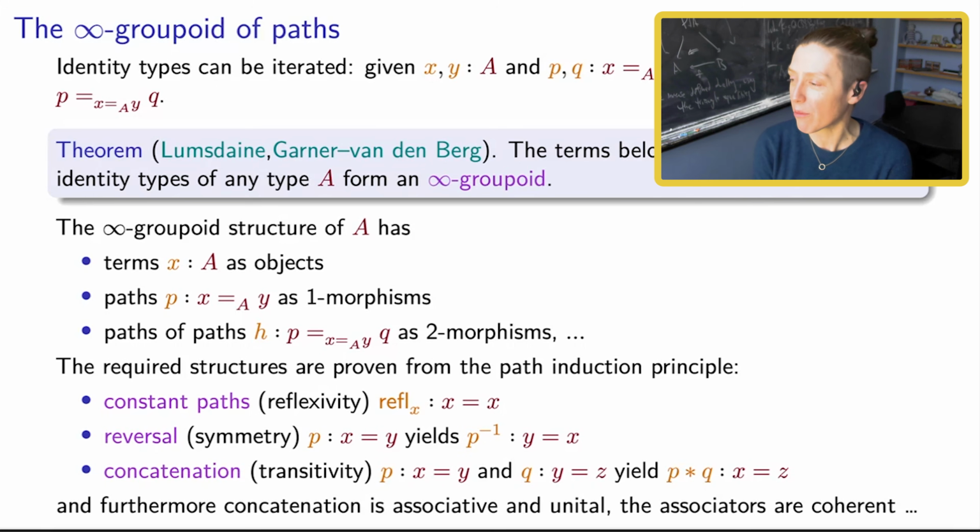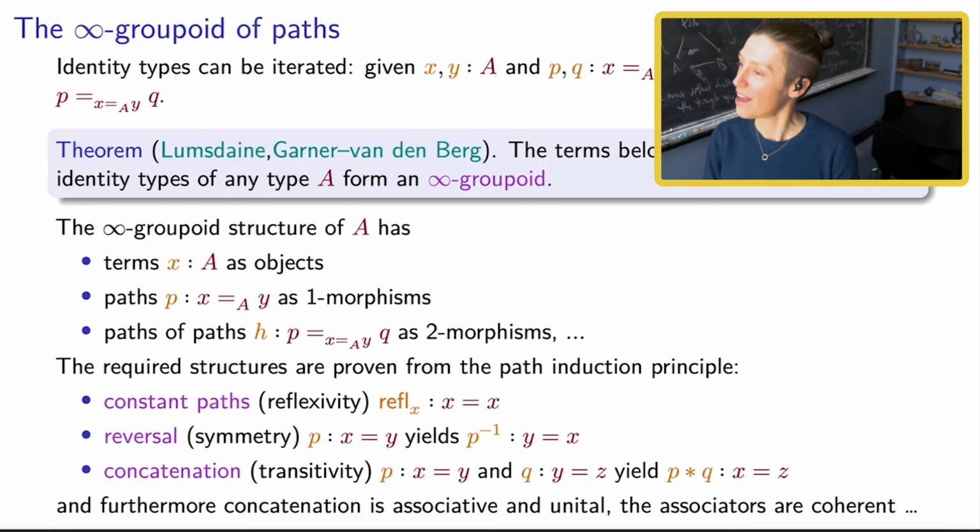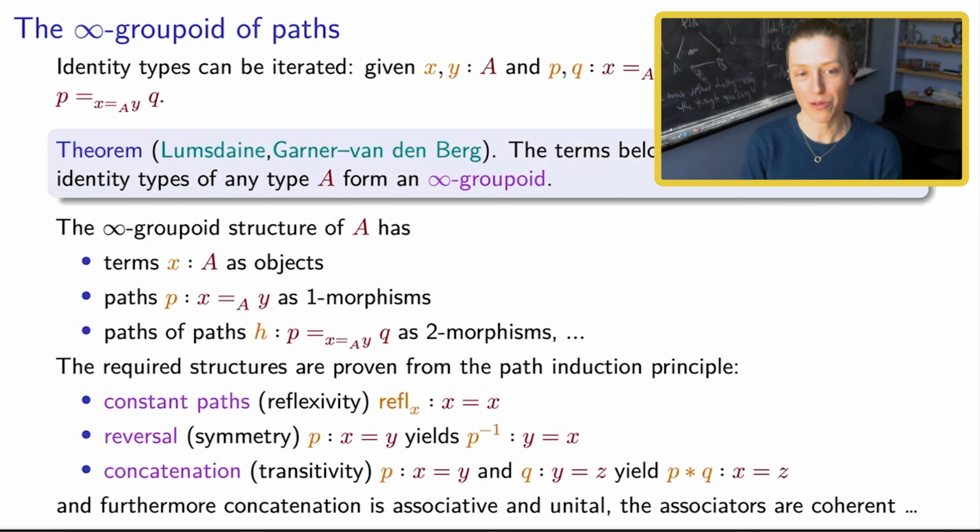And remember how we define the fundamental infinity groupoid inside a topological space? It's exactly the same construction. Sort of under the homotopy interpretation, the terms are like the points of the space. The paths are like the paths of the space. The paths of paths are like the homotopies in the space. And just like that assembles into an infinity groupoid, we can think of this stuff for type and homotopy type theories as defining an infinity groupoid. So the whole sort of infinity groupoid structure of a type is just there already.